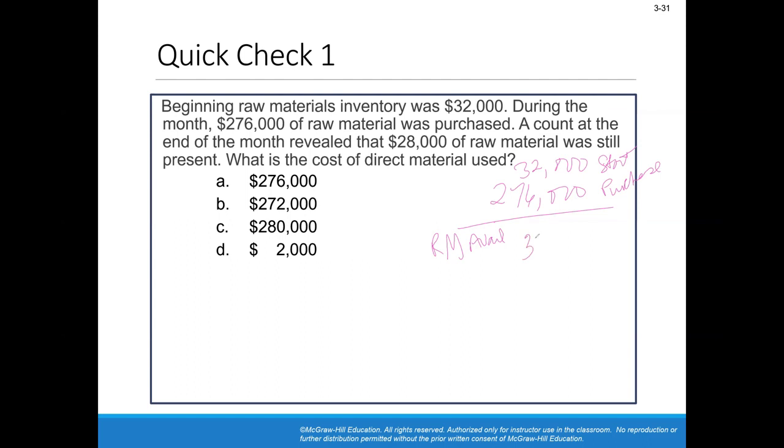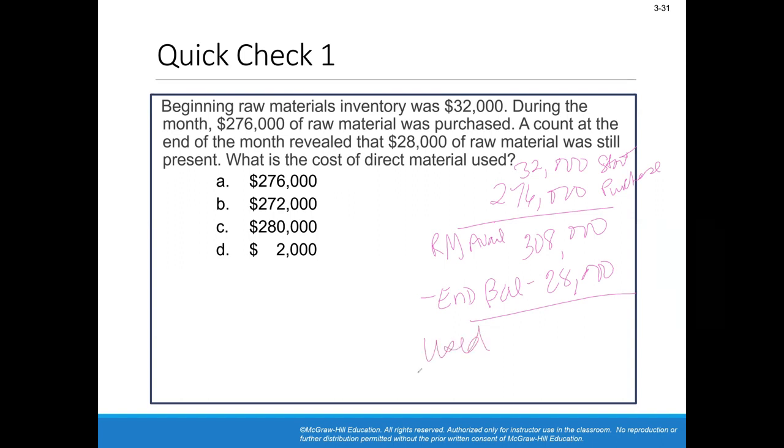And that is 308. All right, so that's what I have available to use in material. It's giving me my ending balance. They say the ending balance is 28,000. So I need to take the difference to know what was actually used.